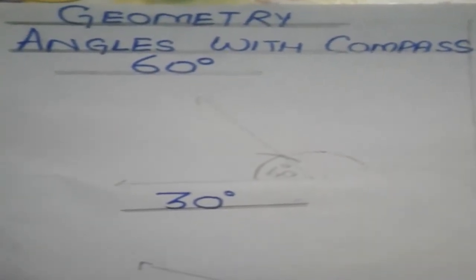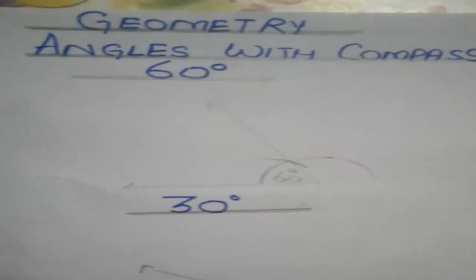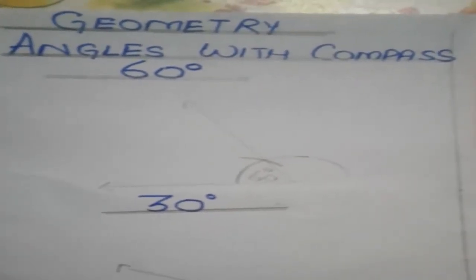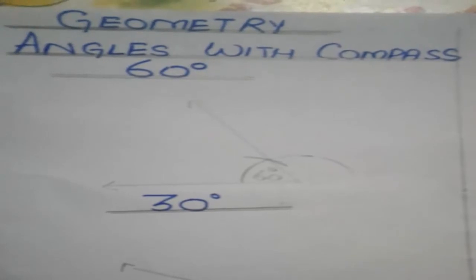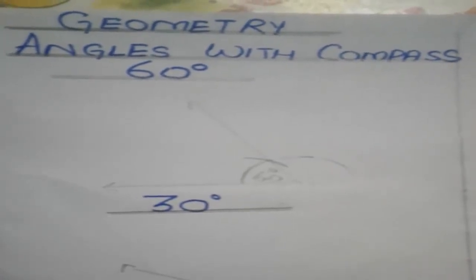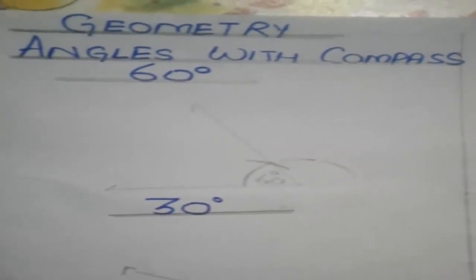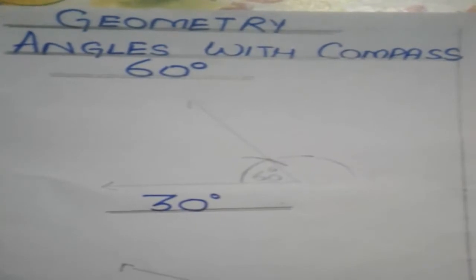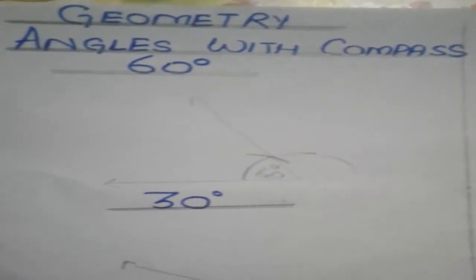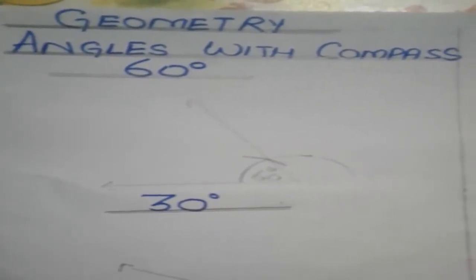Angle of 30 degree. I am repeating again. For the angle of 30 degree, first draw the angle of 60 degree because 30 is the half of 60. When you draw the angle of 60 degree, then put the compass at this point 0, then again put the compass at this 60 degree and draw an arc.